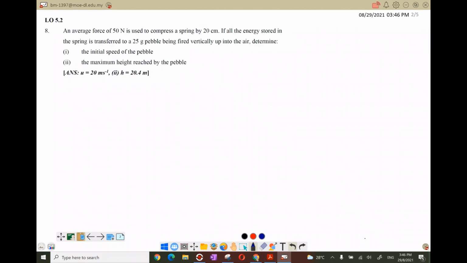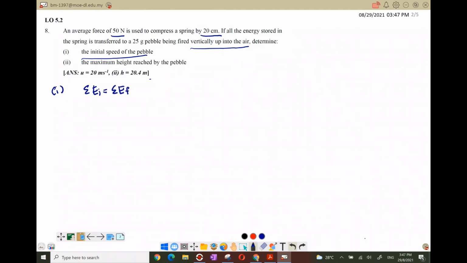An average force of 50 Newton is used to compress the spring by 20 centimeter. If all the energy stored in the spring is transferred to a 25 gram pebble being fired vertically upward into the air, determine the initial speed of the pebble. To answer this question, firstly, we need to use the conservation of energy, which is the sum of E initial equals to sum of E final.